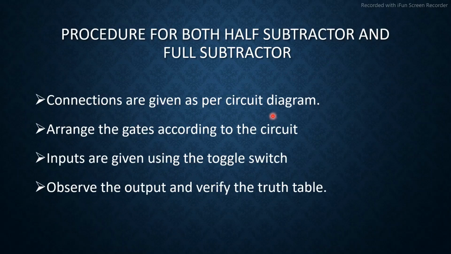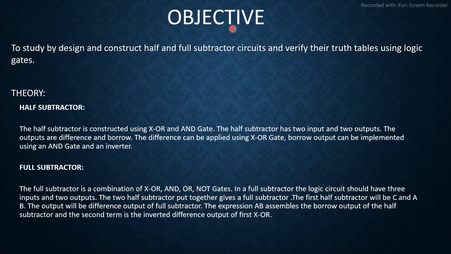Procedure for both half subtractor and full subtractor. Connections are given as per the circuit diagram. Arrange the gates according to the circuit given. Inputs are given using the toggle switch, observe the output and verify the truth table. Objective: to study by designing and constructing half and full subtractor circuits and verify the truth tables using logic gates.